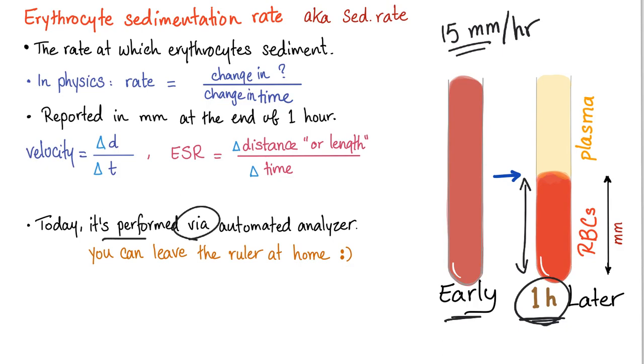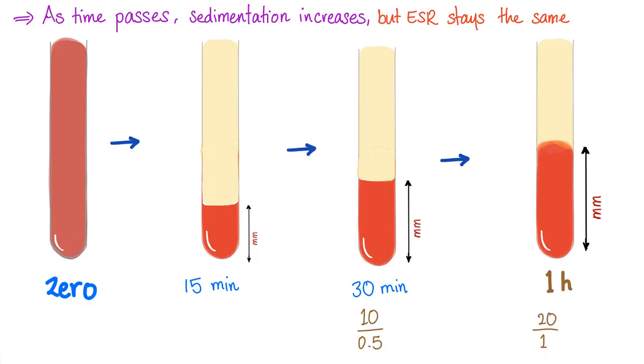Today it's performed via automated analyzer. Do you think like the pathologist has time to measure this distance with his ruler? No, he's in his Ferrari. The lab technician is doing all the work. As time passes, sedimentation increases, but ESR stays the same because it's a rate. So here is at 0 time. 15 minutes, it's gonna be like this. 30 minutes, it's gonna be like this. 1 hour, it's gonna be like this. ESR stays the same, yes indeed.